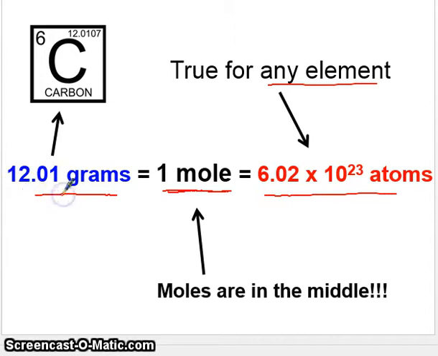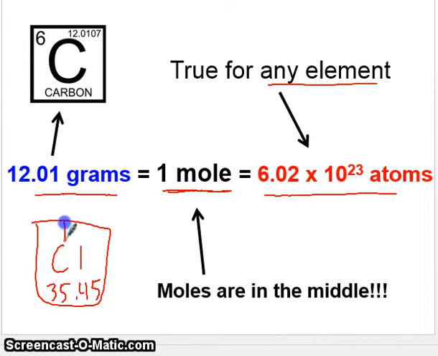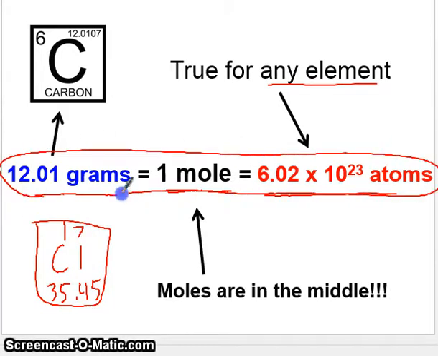So for carbon, a mole of carbon weighs 12.01 grams. A mole of chlorine weighs 35.45 grams. And a mole of iron will be 55.85 grams, and so forth. So it is different for every element. So the way to think about this big conversion factor relating to the mole: the mole gives us two things. It tells us how many atoms you have and how many grams you have.